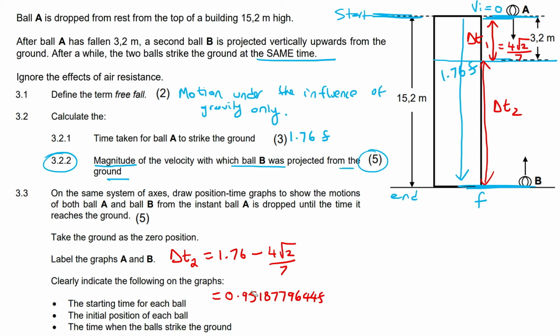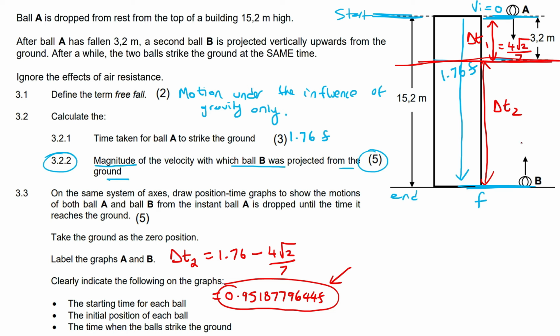Now that is amazing that we have that time, because that time is also how long B is going to be in the air for, because they said that B started moving when A reached this point over here, and they both stayed in the air from that point for the same amount of time, because they strike the ground at the same time. So B is going to be in the air for that long. So now we know B's time.